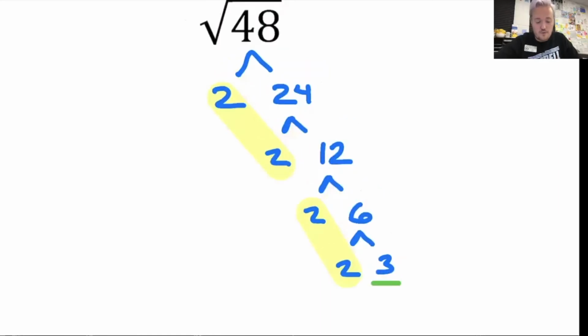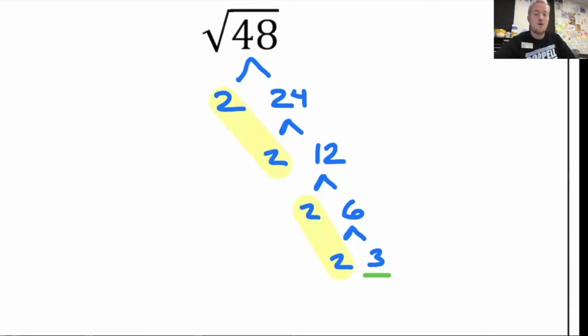So you're probably wondering, well, what about 24, 12, 6, and that 48? Well, once that number branches into some other values, we no longer even consider those values. So those are done. Once they split, they're done. We don't need them. We're only looking at the tail ends of those branches.